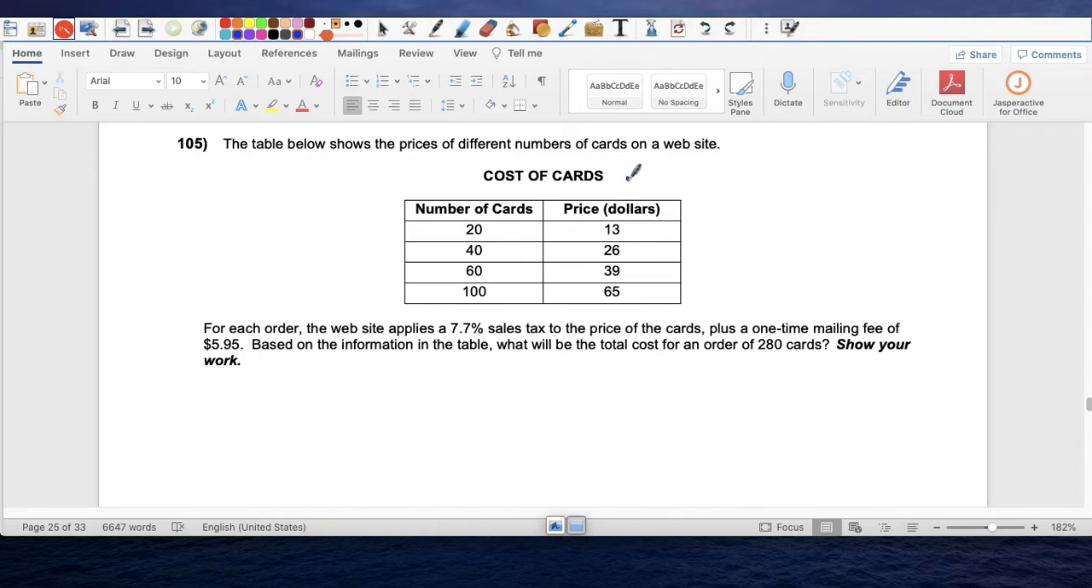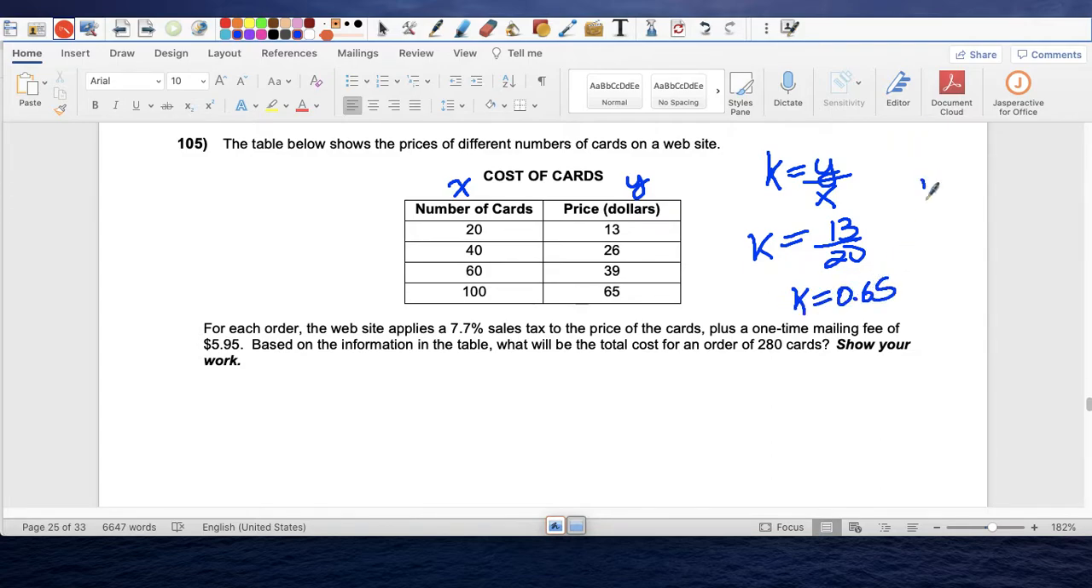All right, so this is my Y. The price that I pay depends on the number of cards that I order, right? I have a calculator. Okay, here we go. So if I find the constant of proportionality, I can find my equation. K is 13 over 20. If we divide that, 13 divided by 20, it means that each card is 65 cents.